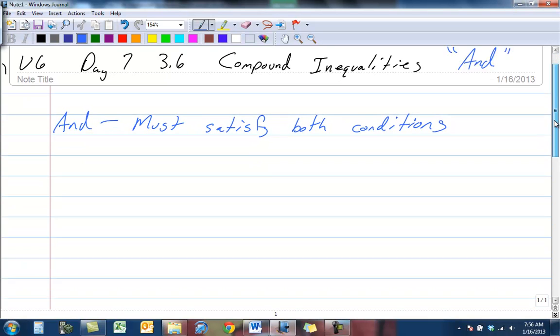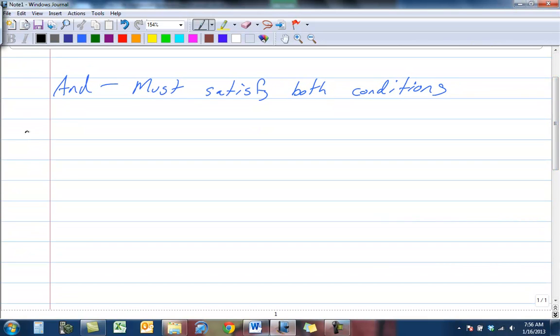So let's do our first example here. -3 is less than or equal to x, which is less than 8. You're starting to see where this is a compound. These are two inequalities that have been put together, and we're going to graph this bad boy. Two inequalities that have been stuck together.